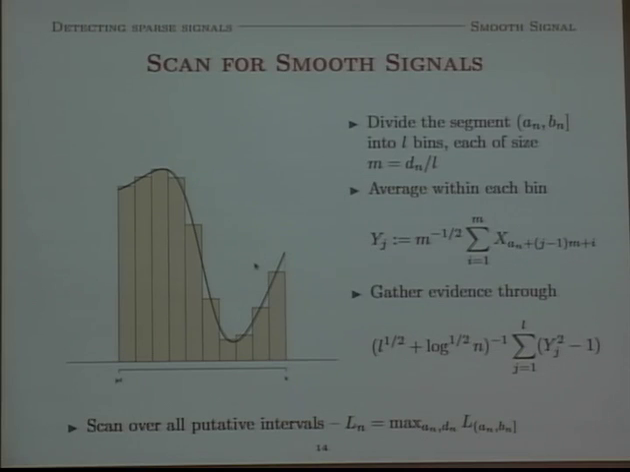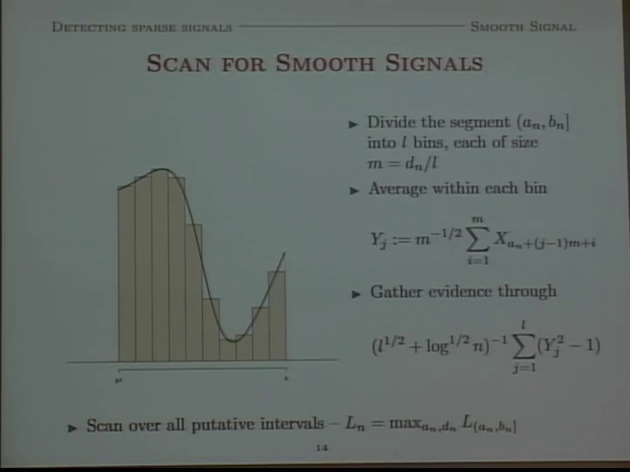To start off, suppose we are interested in knowing whether or not there is a signal between a_n and b_n. I would start off by dividing this interval into several bins. Within each bin, because of smoothness, the signal is going to be more or less stable. So then I take the average within the bin. This is how I end up with this average, which I call Y_j.